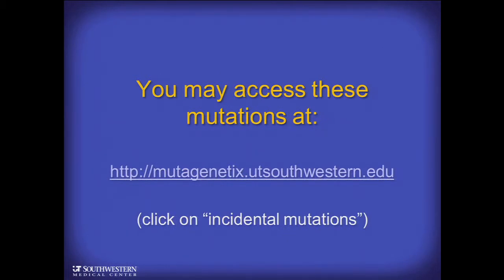By the way, we encourage other people to use these mutations, and any of you who are in this field who might want null alleles of any of the genes that we have, you can find them on our website very easily. Go to mutagenetics.utsouthwestern.edu and click on incidental mutations, and then enter the name of the gene you're interested in, and you'll quickly see what we have.